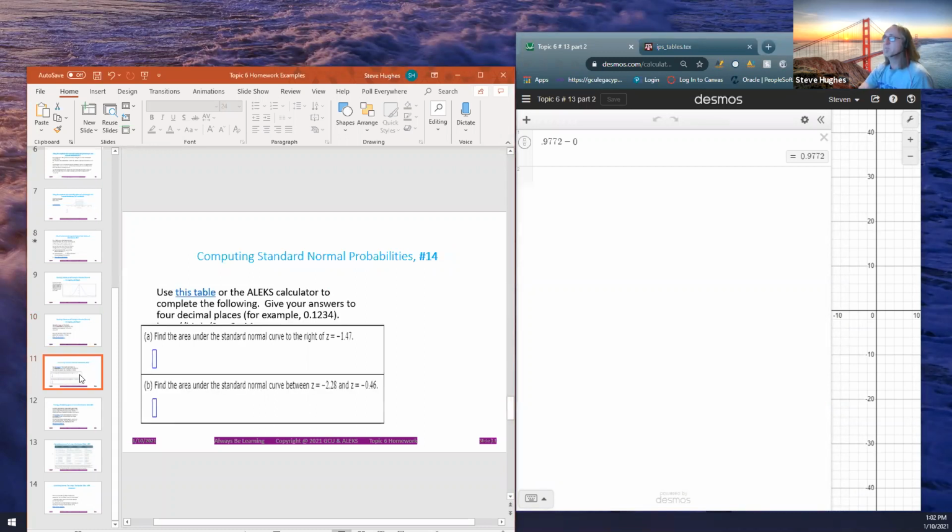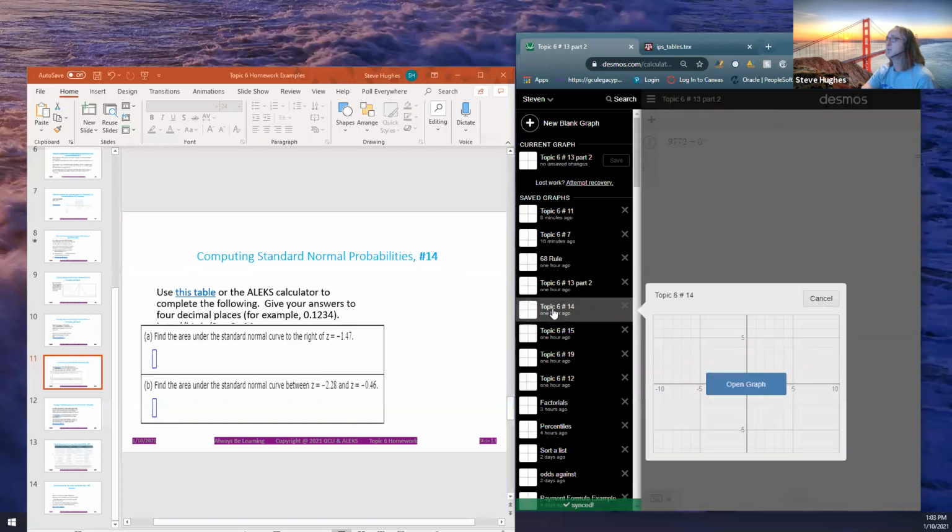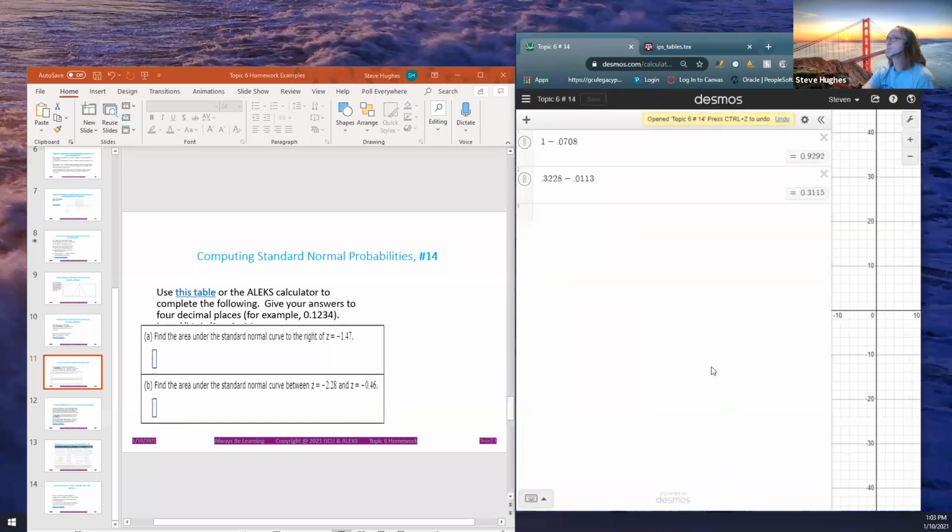Next, we're going to look at example for number 14 in your homework. All right, number 14. Let's pull that up in our calculator here in Desmos. All right, so we're going to use that same table again. It says find the area under the standard normal curve to the right of z equals negative 1.47, okay? Just remember, let's draw ourselves a picture. We got to use the same thing, same idea over and over again, okay? So here's my z-score, my normal distribution.